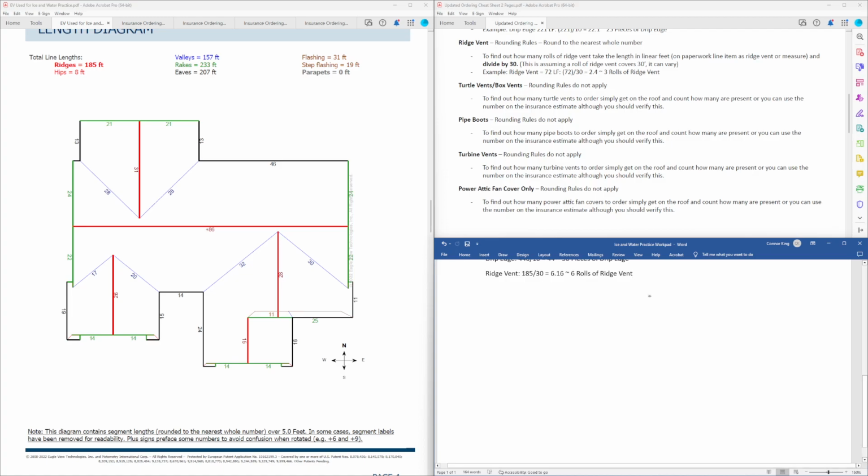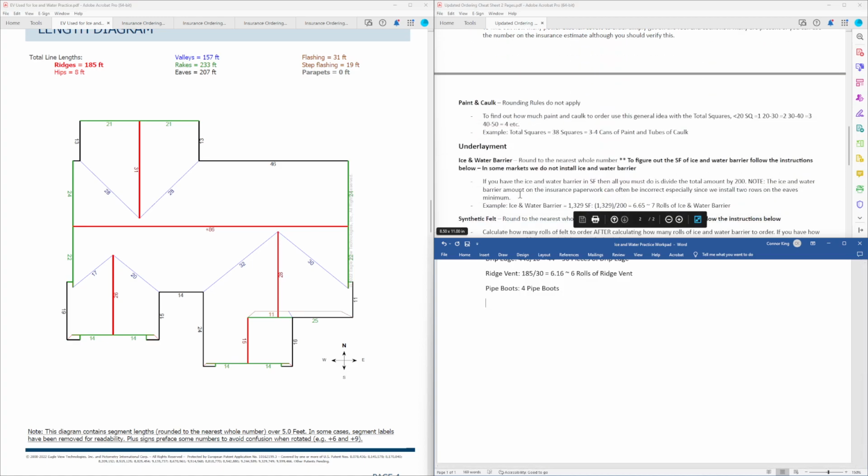But we're going to do 6 rolls of ridge vent. We don't know how many pipe boots in this situation, since we don't have any pictures of the house, but we're just going to pretend that we do have a picture, and I'm going to say that we have 4 pipe boots. Turbine vents, we're not going to have any. Power vents, power attic fan covers, we're not going to have any.